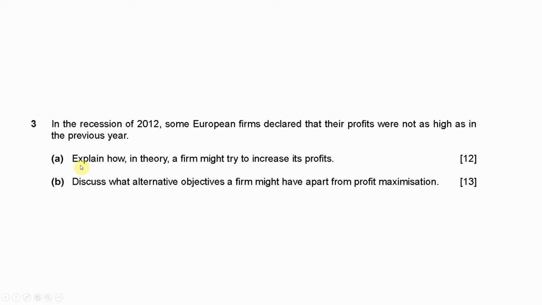Okay, going up to part A, explain how, in theory, a firm might try to increase its profits. Well, we know that profit is equal to total revenue minus total cost. So in this question, you need to think about how a firm might change its quantity as necessary to increase total revenue and minimize total cost. You could think of efficiency here. You could think of advertising here. There are various things that you could think about to increase its profits. But the ideas that you must discuss are how to increase total revenue but decrease total cost.